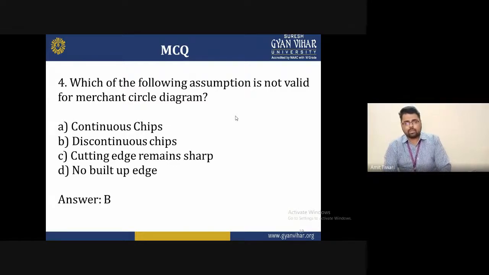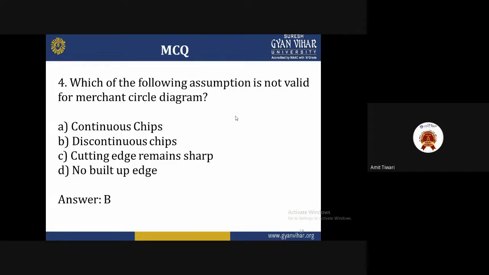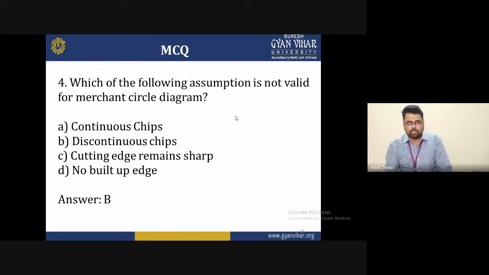So with this we can prevent the continuous chip, though the formation of continuous chip is generally required, and sometimes we generally require cutting edges with the remaining sharp edges. So all these parameters except the discontinuous chip are not a valid answer for the merchant circuit assumption.